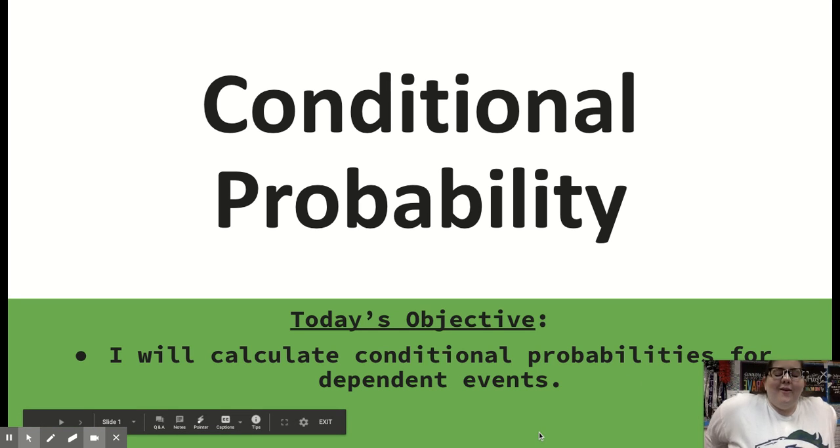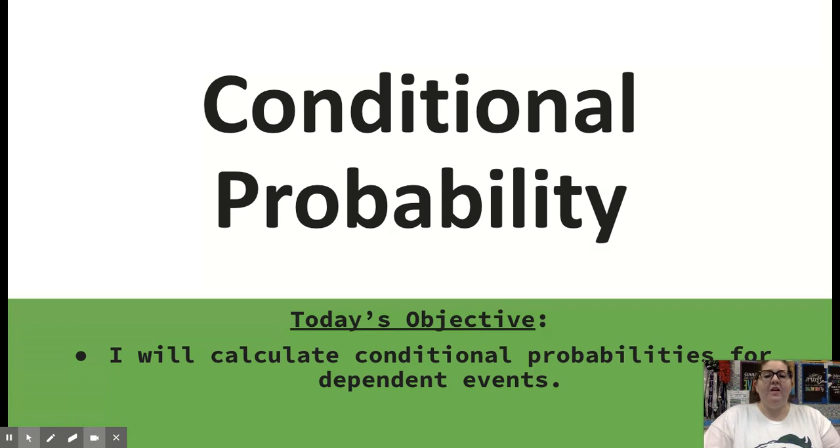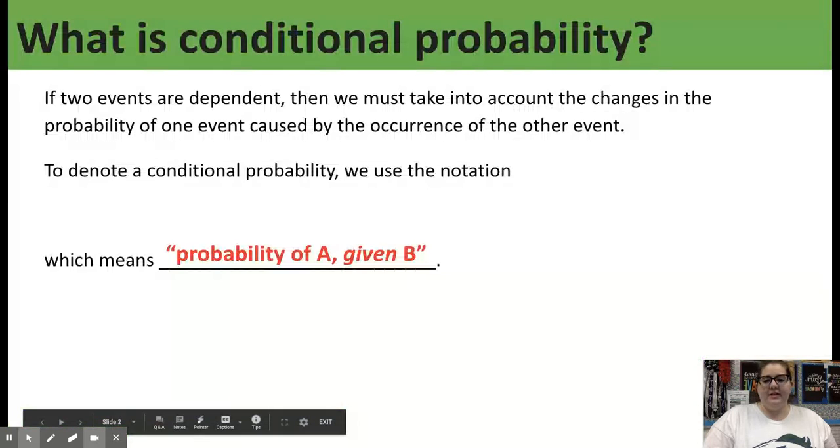Well, hi, welcome back. This is our second lesson on probability. We're going to talk about something called conditional probability. So today you're going to calculate conditional probabilities for dependent events.